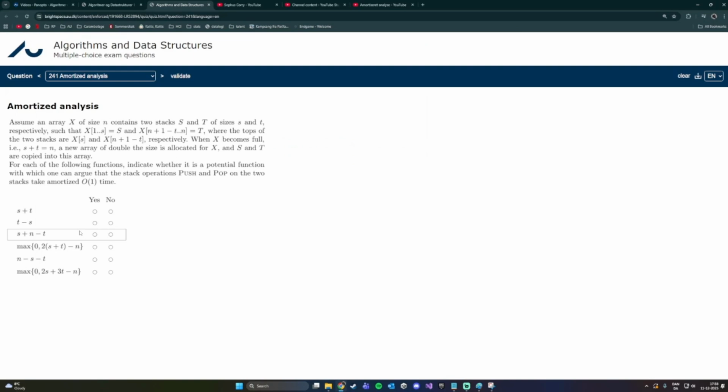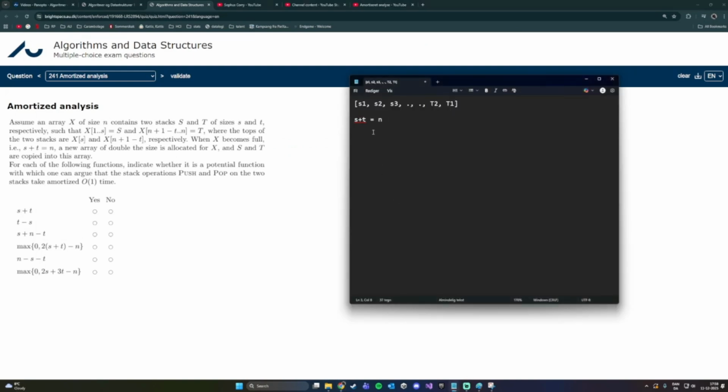Okay, so let's look at the first one, s plus t here. When we do this expansion, we basically have a new n here, which is double the size, so the n here is 2n, right? And then the amount of potential that we have is s plus t still, okay?